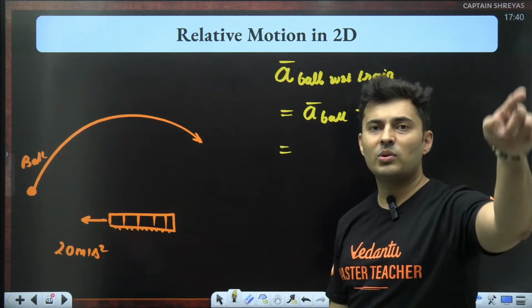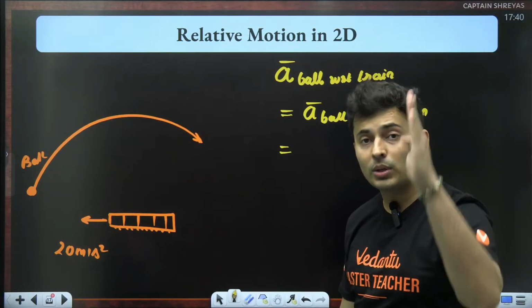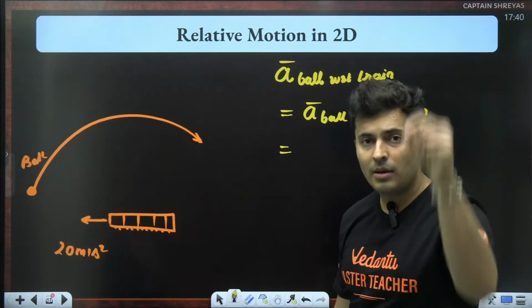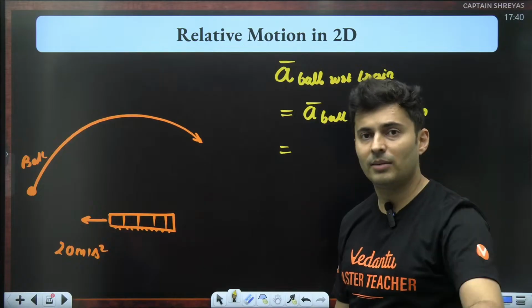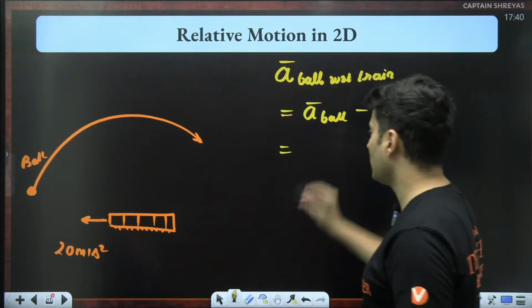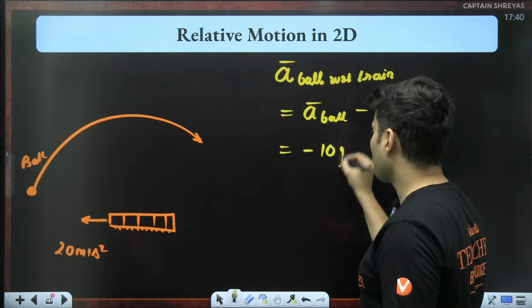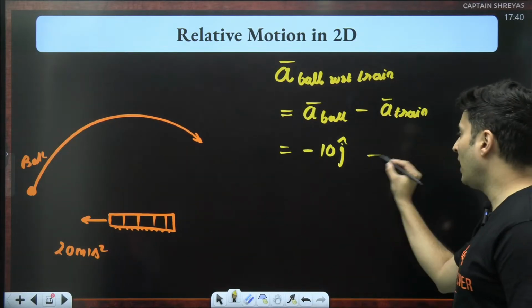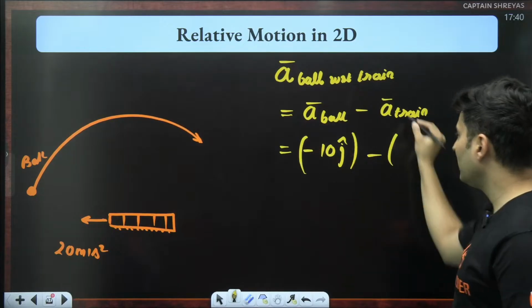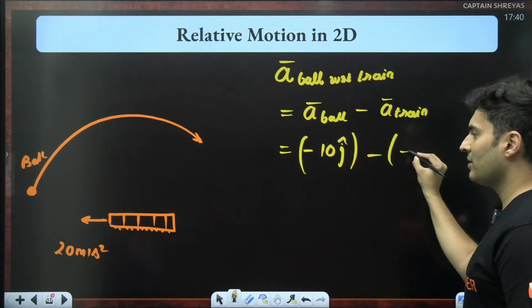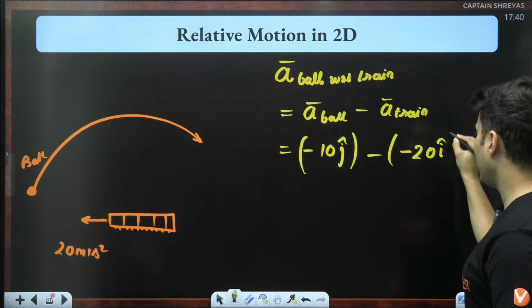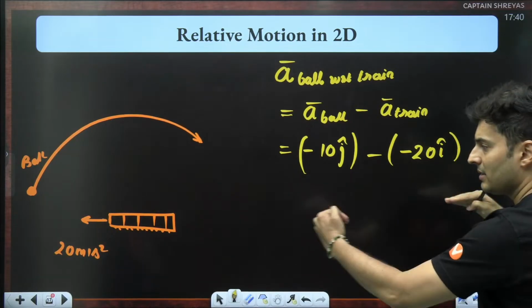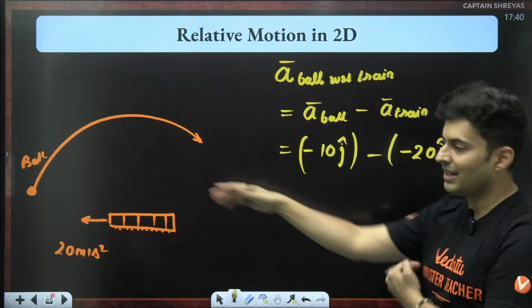Anything which is thrown like a projectile always accelerates due to gravity, g, always pointing towards the center of the planet, that is downwards in this case. So it should be minus 10 j cap. Minus 10 j cap is the acceleration of the ball. Minus, what is the acceleration of the train? It's going like this. So it is minus 20 i cap. i cap is the x-axis, negative x-axis, because it's going towards that side.